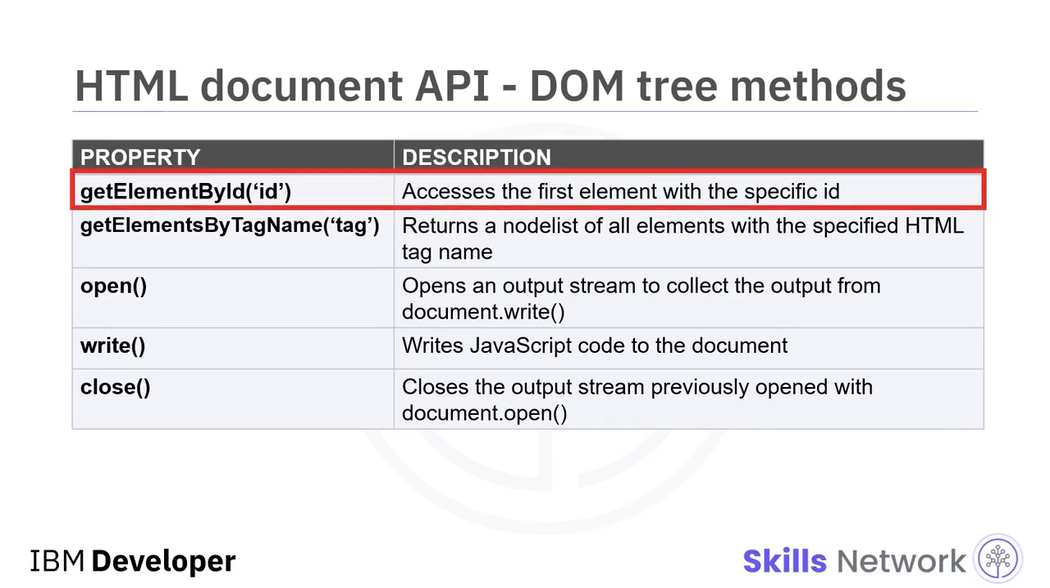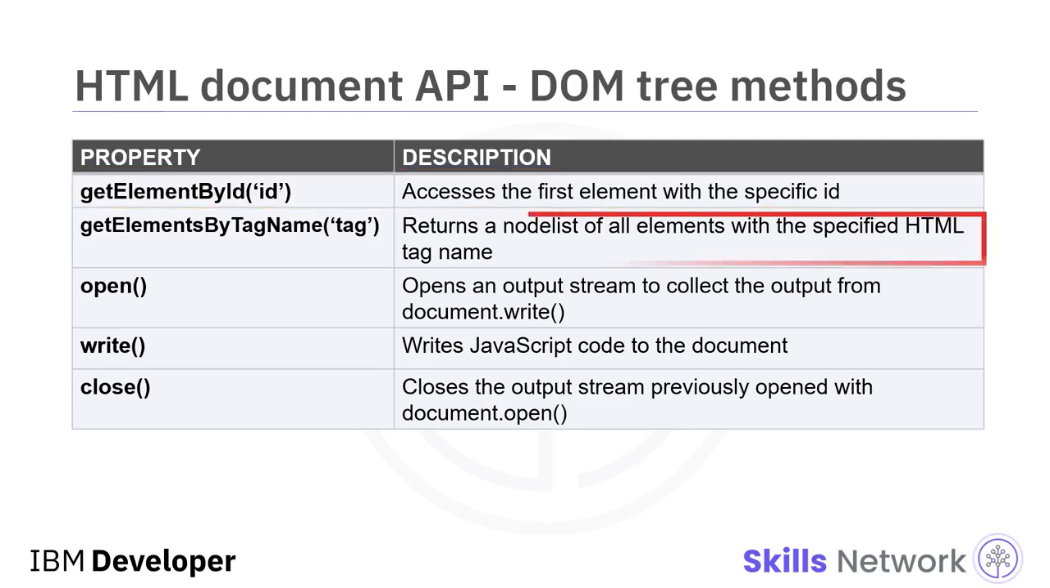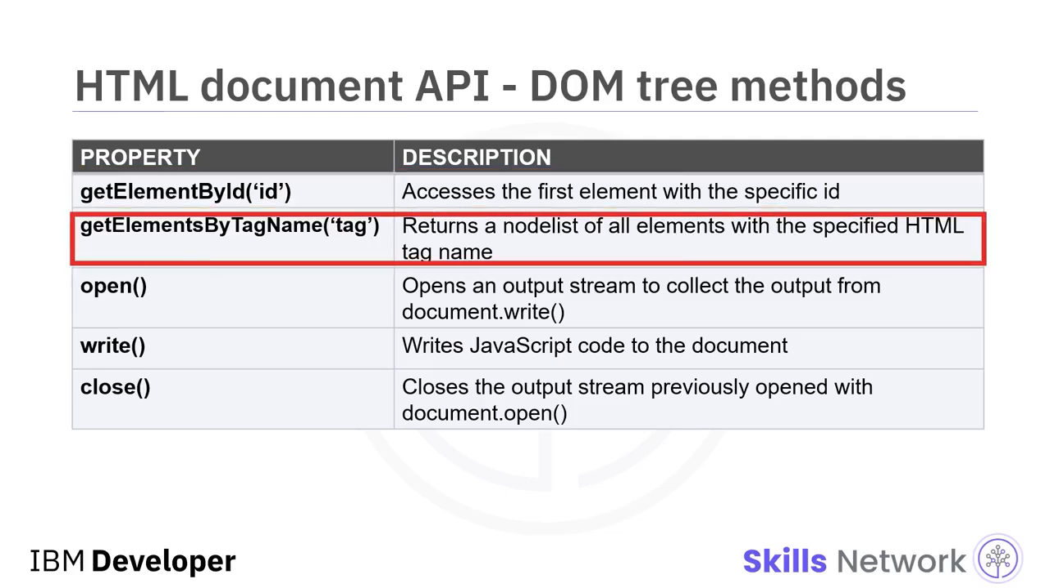The document.getElementById function has one required parameter, which is the ID of the element you want to access. The ID is specified as an attribute on one of the elements that is coded elsewhere on the page. The document.getElementsByTagName function has one required parameter, which is the tag name of the element you want to access. This function returns a node list of all the elements with the tag that matches the required parameter.